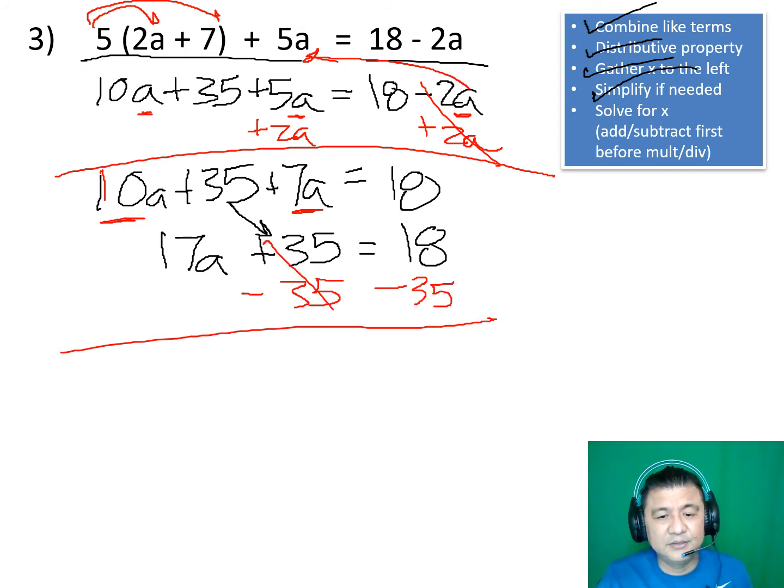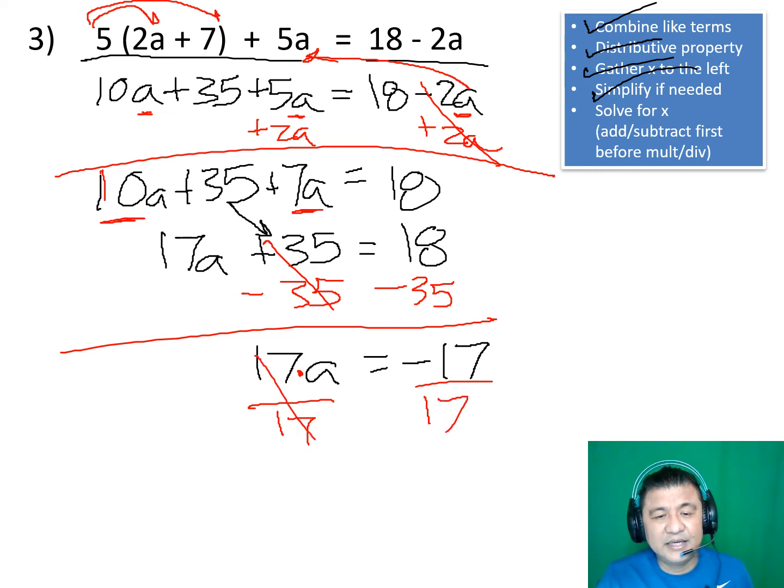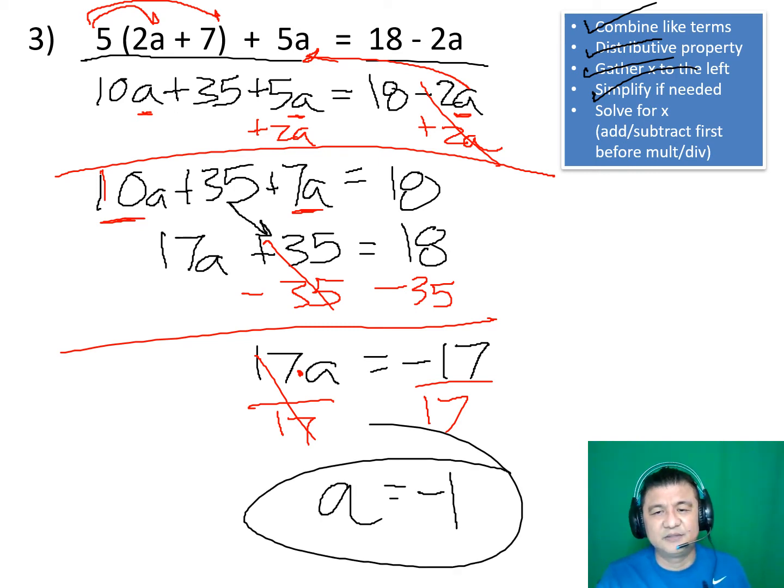That cancels out. That becomes 17a is equal to 18 minus 35, which is negative 17, right? Yeah. And then how do I get rid of the times 17? Opposite of times is divide to the left, divide to the right. That cancels out. a is finally alone. Negative 17 divided by 17 is negative 1. All right, that's the value of a.